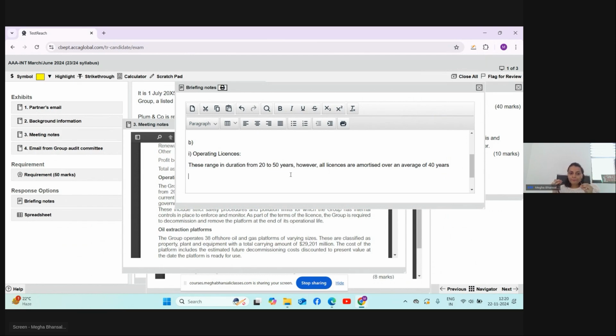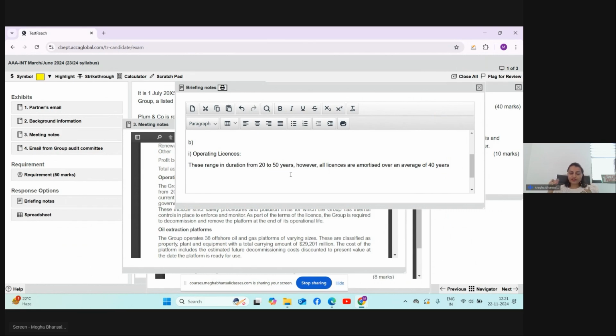You can say the organization is amortizing all licenses on an average life of 40 years, which is incorrect because licenses have varying lives from 20 to 50 years. Therefore, each license has to be individually identified and amortized accordingly. If this is not done, the amortization is incorrect, resulting in an incorrect expense being accounted in my P&L and under or overstatement of my operating license in the balance sheet. Now, this is a very specific answer.